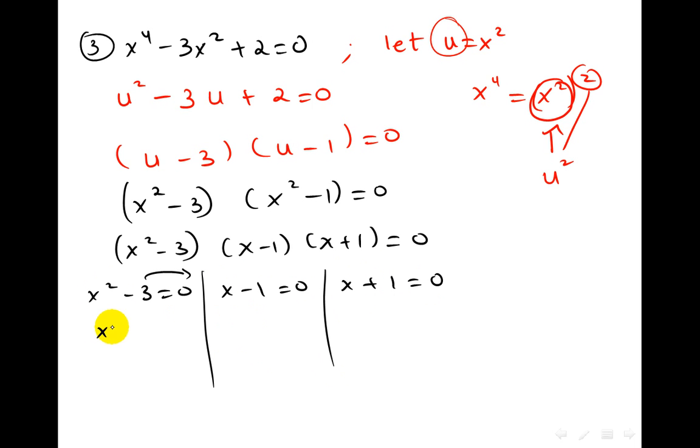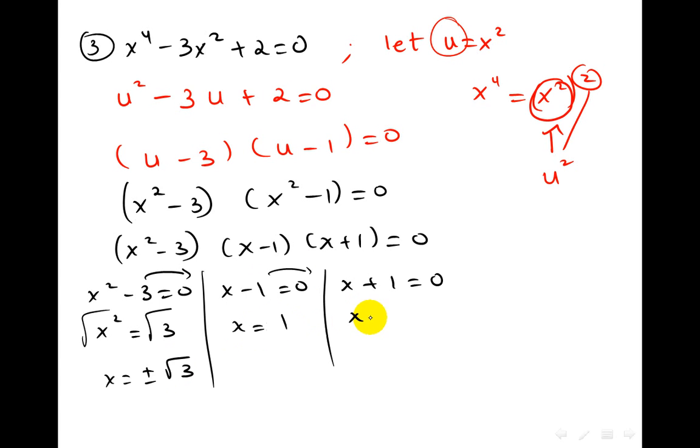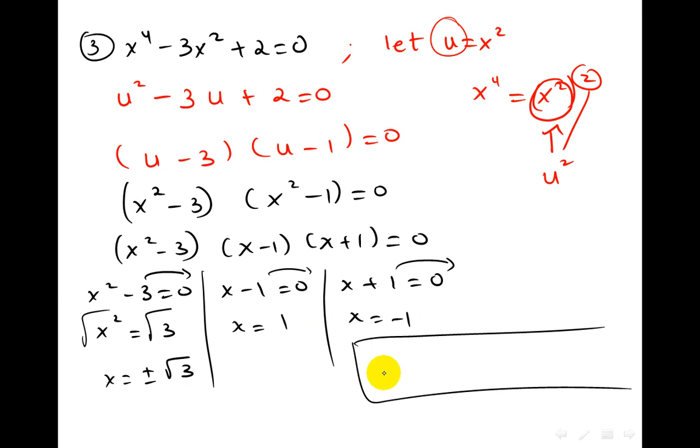Bring this one back. So if you put a root on both sides, x will be plus or minus root of 3. Here if you bring this one back, x equals 1. Same thing here, bring it back, x equals negative 1. So here we have four different solutions where x equals plus or minus root 3, or x equals plus or minus 1. Good.